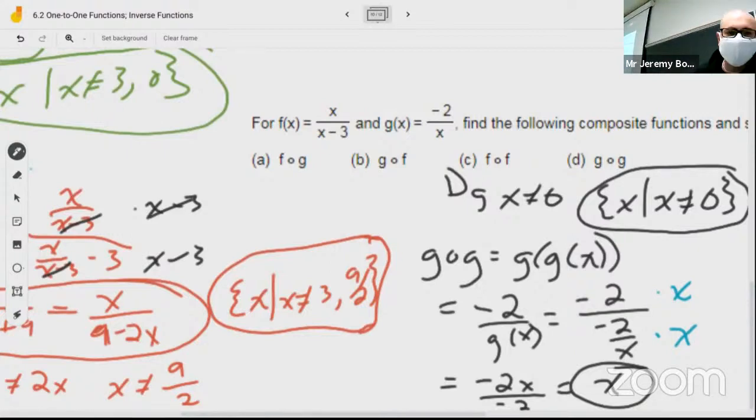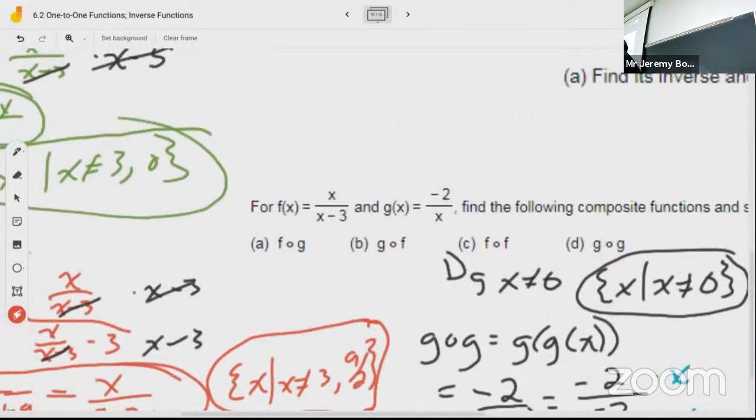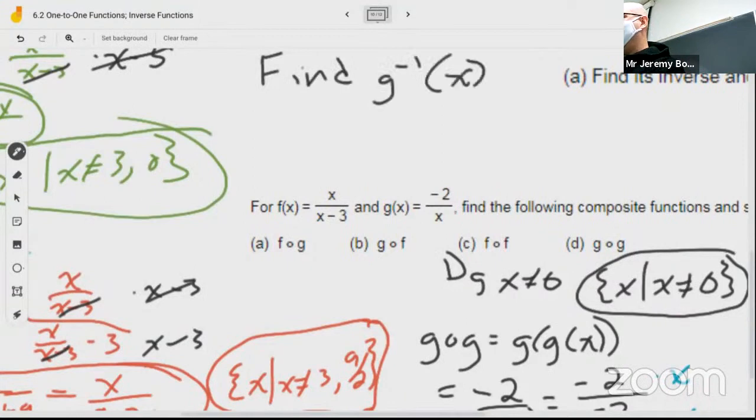So what does that tell us about g? I don't know. That when I do the composite of it with itself, there we go, I just get x. Yeah, it means that the two functions you're composing together are inverses of each other, which means g is its own inverse. And I'm curious about it because, well, let's find it. Let's find g inverse just to see.